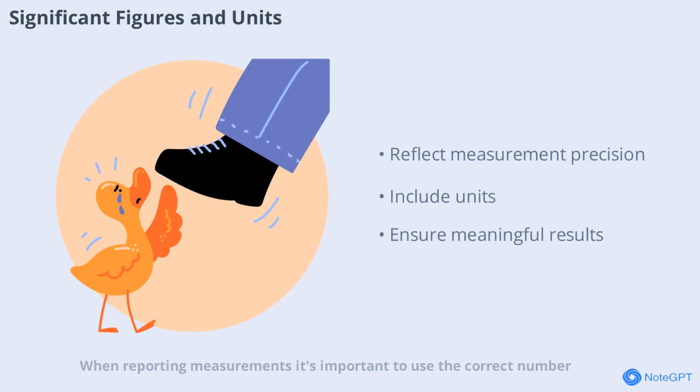When reporting measurements, it's important to use the correct number of significant figures and include the appropriate unit. Significant figures reflect the precision of a measurement, while units provide context. Together, they ensure that results are both accurate and meaningful.